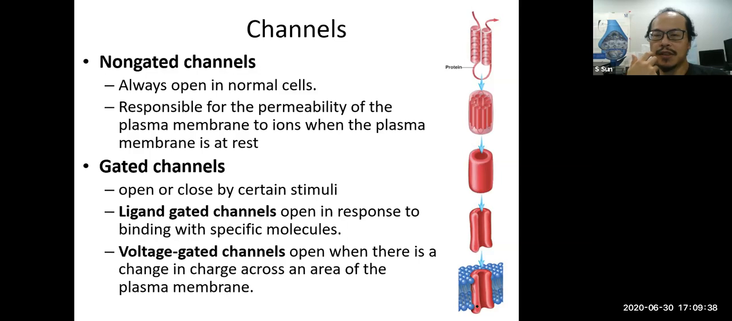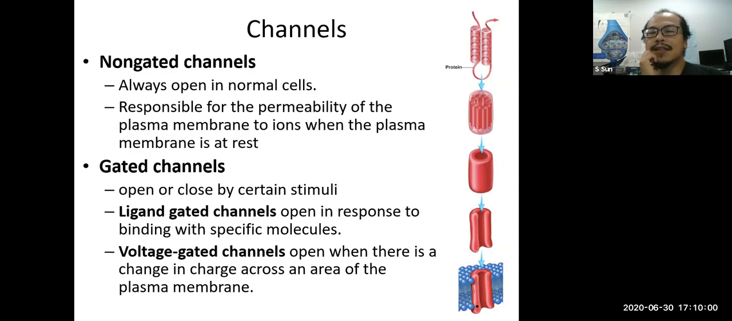This channel can be gated or can be non-gated. A non-gated one is also called a leakage channel. So basically it's open there, it's not gated. So anytime, anywhere, substances can diffuse across by concentration gradient.